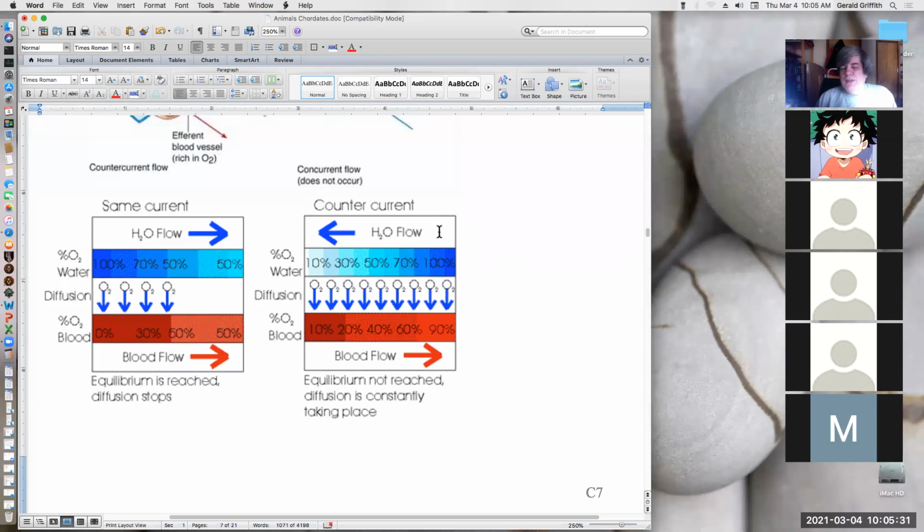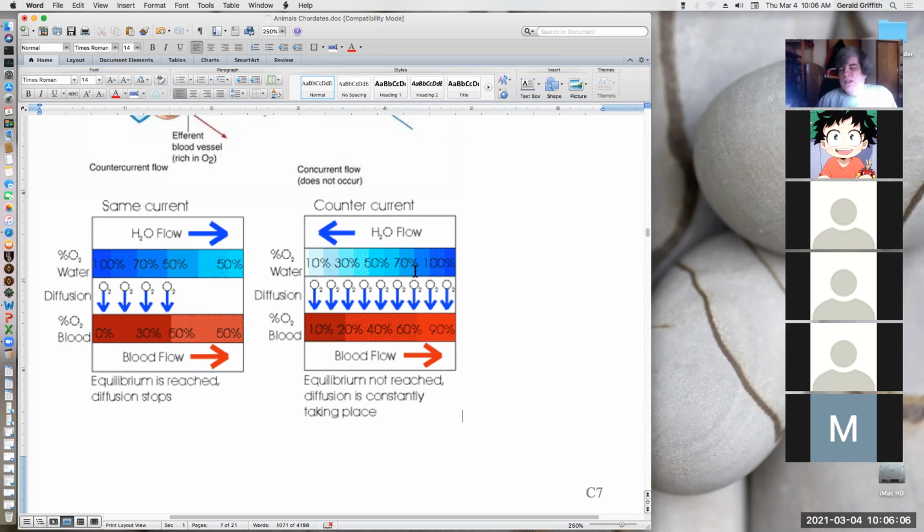Now, if we look at the numbers for a countercurrent flow, this time notice the water is coming in on the right side and the blood is coming in on the left side instead of them both coming in on the left side. In concurrent flow, they both flow in the same direction. In countercurrent, they flow in opposite directions. So we have 100% oxygen on the right side in the water. We have a low concentration of oxygen in the blood on the left side.